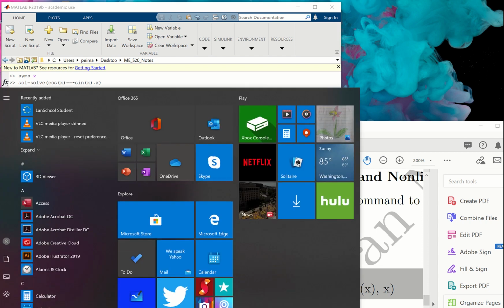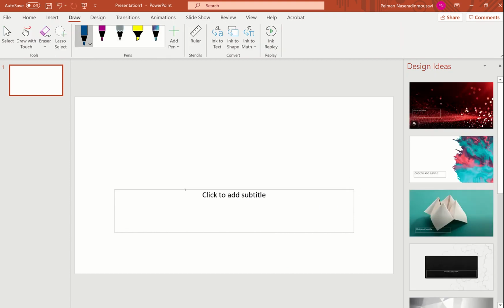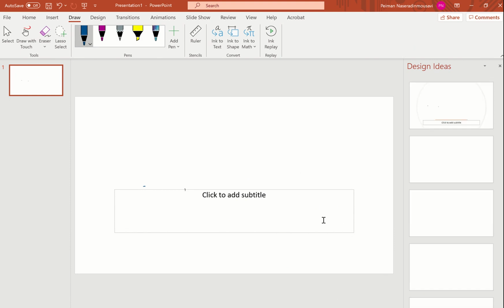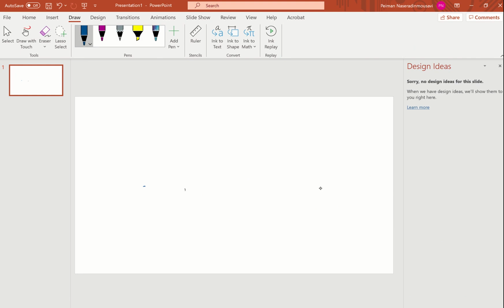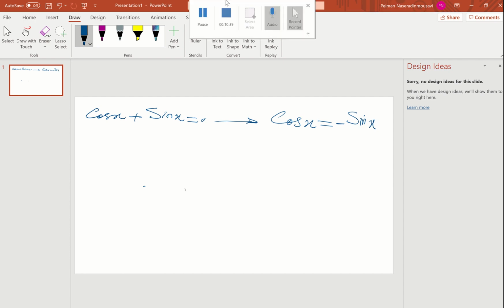So let me show you here, guys. Suppose this is the equation that I want to solve: cosine of x plus sine of x is equal to 0. This is a nonlinear equation, right? So what I'm going to do, I wrote it like this: cosine of x is equal to minus sine of x. That's right, this is the same. But in MATLAB notation, I'm using two equals signs. This is the language of MATLAB.